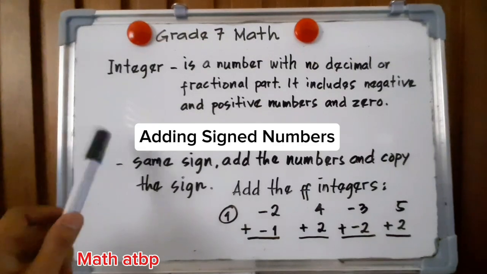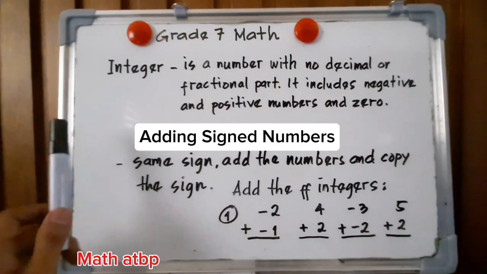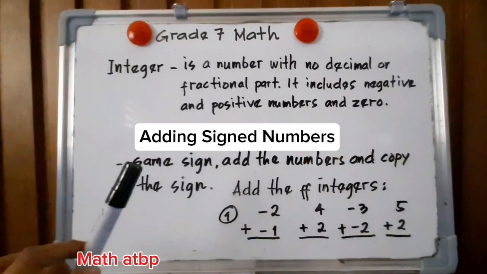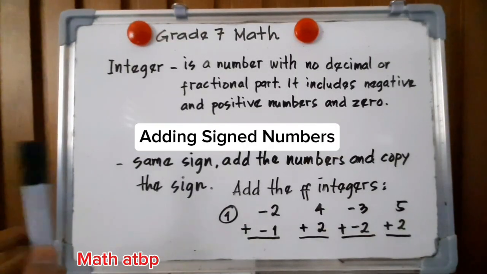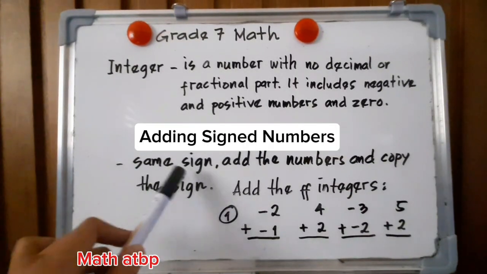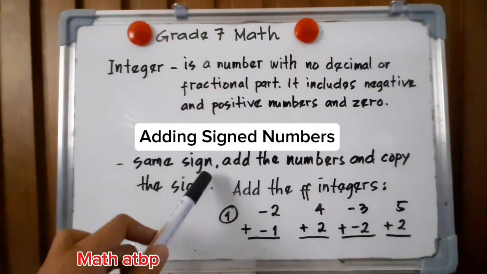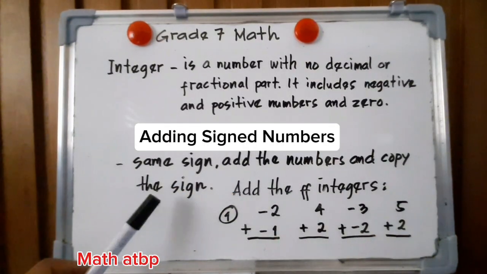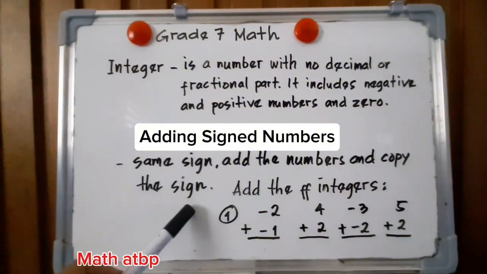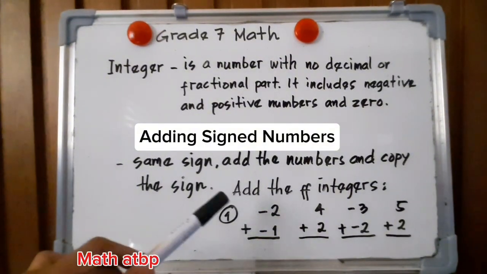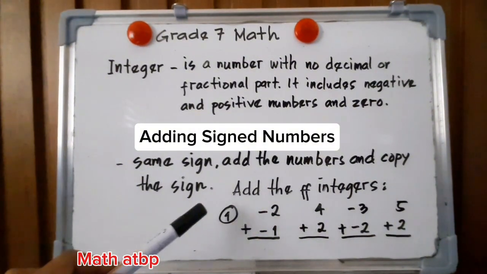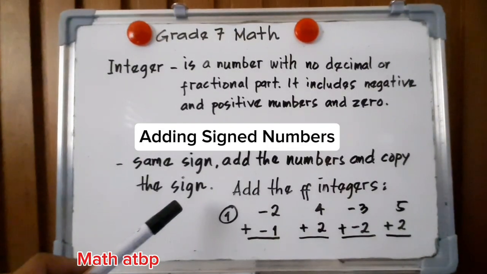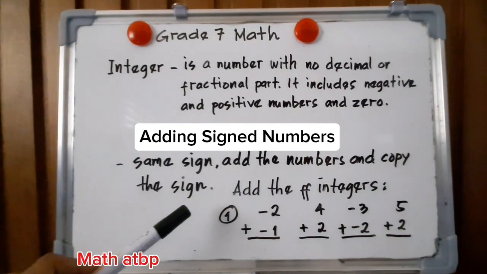Now, the first topic to discuss in integers is adding signed numbers. How to add signed numbers. If we're going to add two numbers with the same sign, we're just going to add the numbers and copy the sign of the numbers. Okay? Now, let us start.